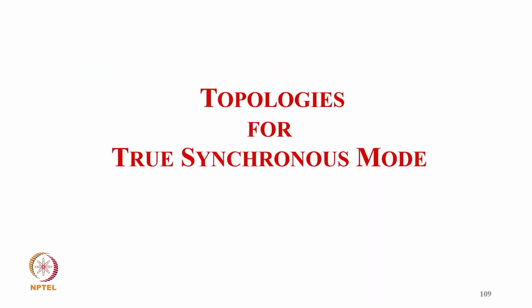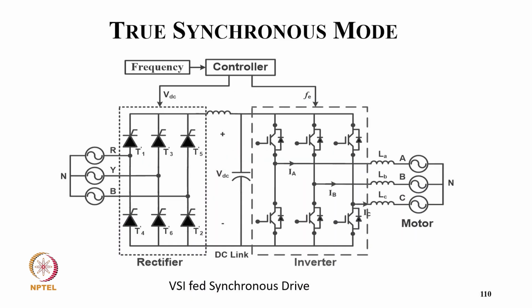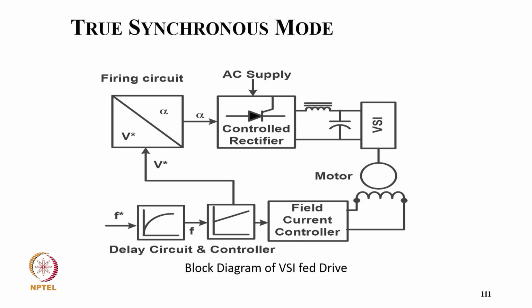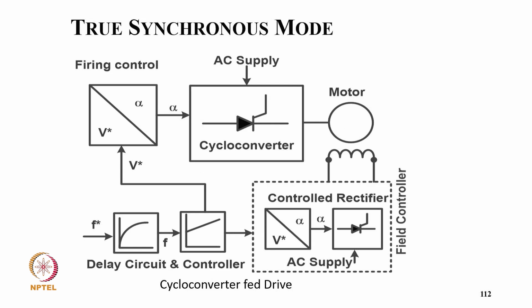Now coming to the topology of true synchronous mode. We have typically a 3-phase thyristor bridge with control of the DC link voltage to maintain the DC that we want for the inverter, and typically a controller for deciding the frequency feeding the synchronous motor. This is a voltage source inverter feeding the synchronous motor, and the control is with the reference frequency. With the delay we get the frequency, and with the control we get the voltage control, and then with the frequency control we control the field current, and from the firing angle we control the voltage, and from frequency we control the V by F. And this is with the typically cycle control.